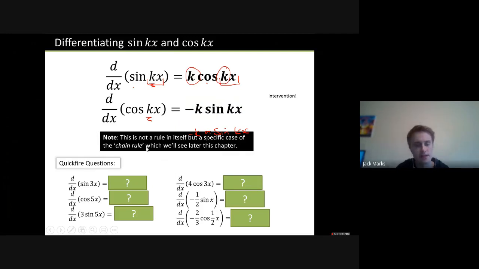So this is linked to something called the chain rule. We haven't done that yet. We'll do that later. Let's just do some quick fire questions. So sine goes to cos of the same input, and you multiply by the constant that's in front of the x. So that's a 3. Okay. Pause the video, have a quick think about these ones here, and then just check them as I reveal them.